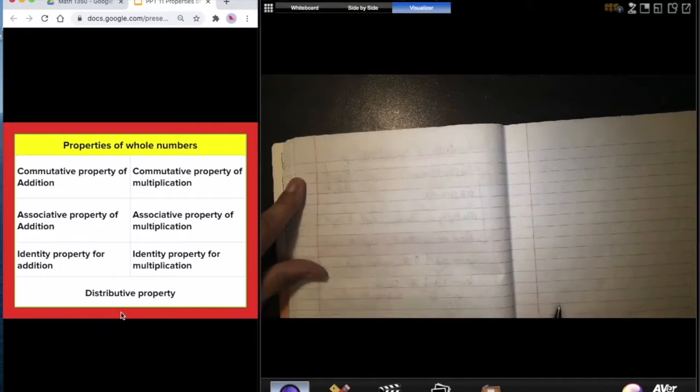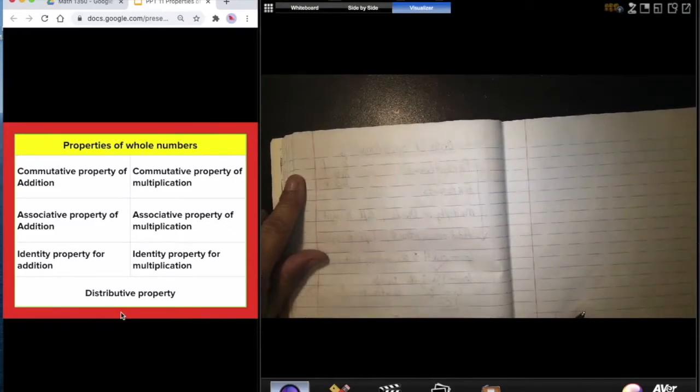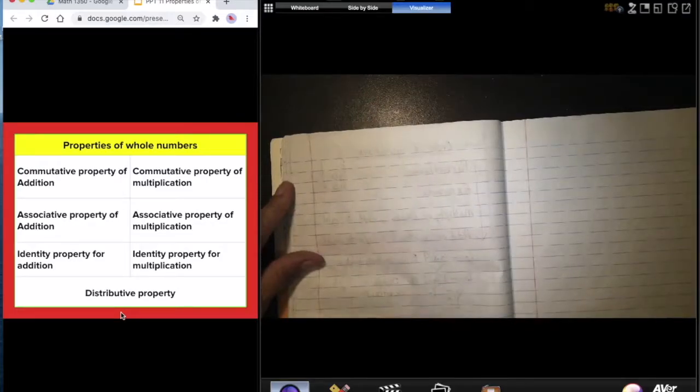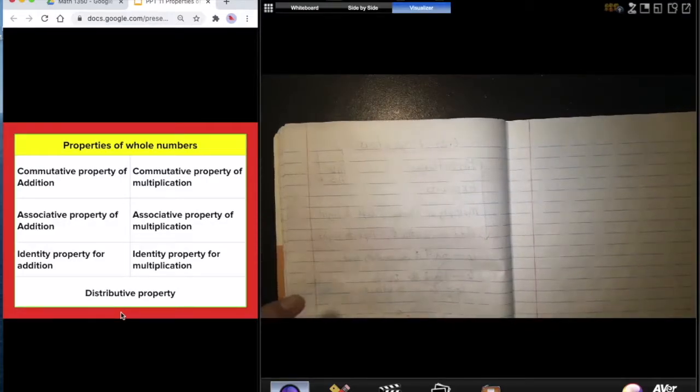Okay, we're going to create a chart to illustrate the properties of whole numbers. We're going to divide the page in half, and we're going to skip about 3 lines in between each one of those categories listed.